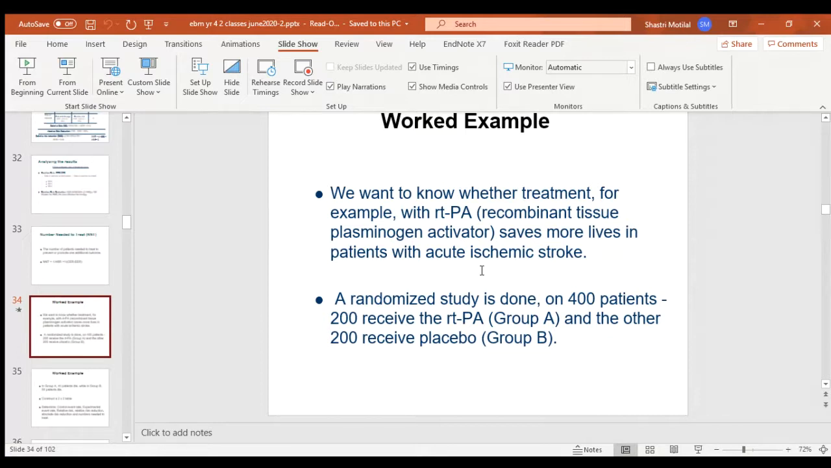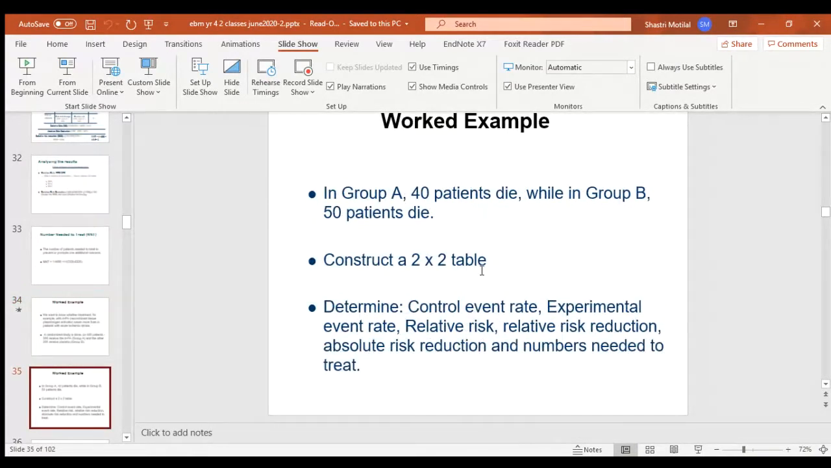The study that would have proved the effectiveness of this was a randomized controlled trial. This, of course, is fictitious, just for the example for you all to work out. So an RCT was done with 400 people. 200 people got rtPA, that was group A, and 200 people got placebo. So group A was the intervention and group B was the control. That is really all you need from this slide to write down: group A, intervention; group B, control; 200 people in each group. And these were the results. In group A, 40 people died, and in group B, 50 people died.